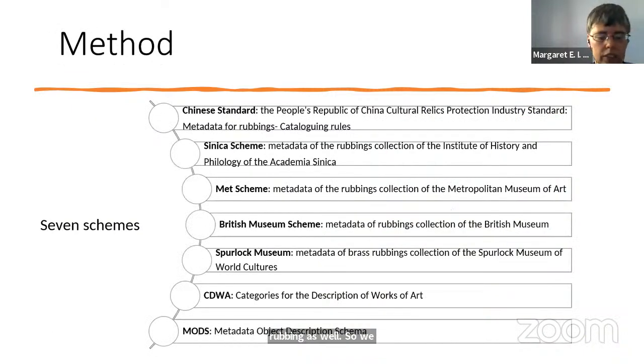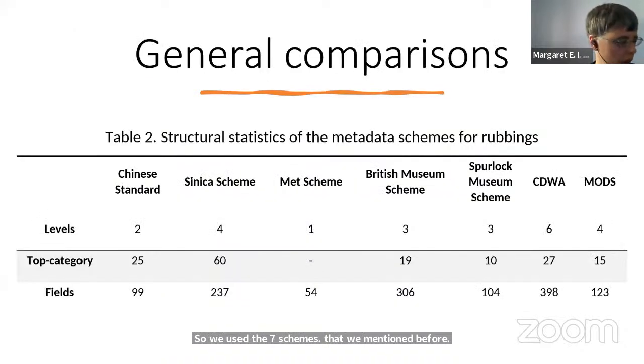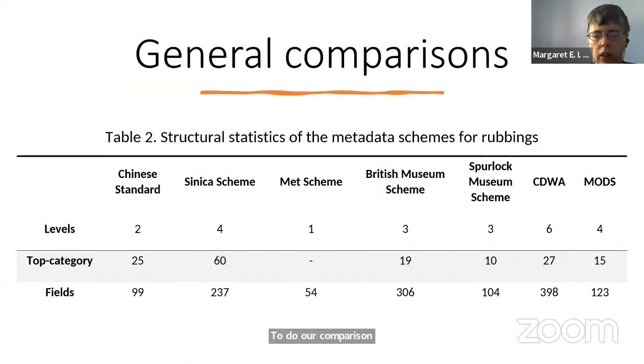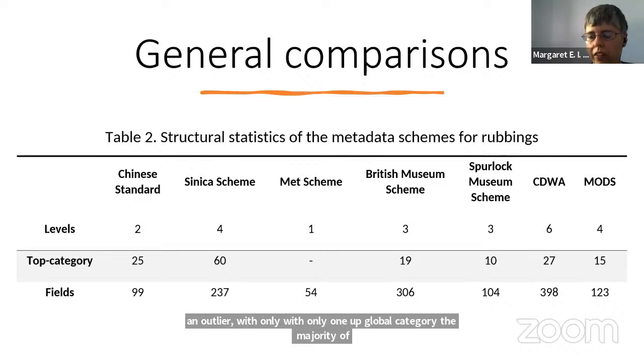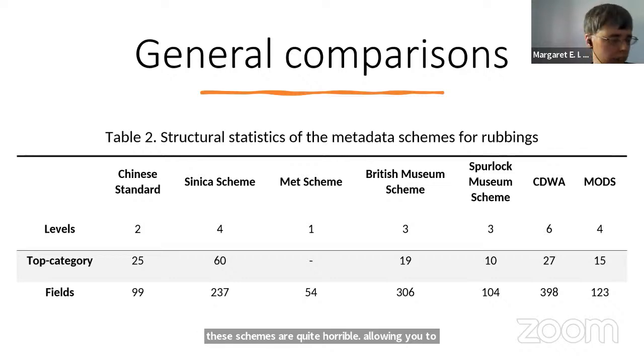Right, so we used the 7 schemes that we mentioned before to do our comparison. As part of the comparison, we started out by using our structural analysis and looking at levels. As you can see from the table, the Chinese, the CDWA, MODS and the Sinica scheme have the most upper level categories, with the Met scheme being a bit of an outlier with only one upper level category. The majority of these schemas are quite hierarchical, allowing you to provide quite a complex description of the rubbing.